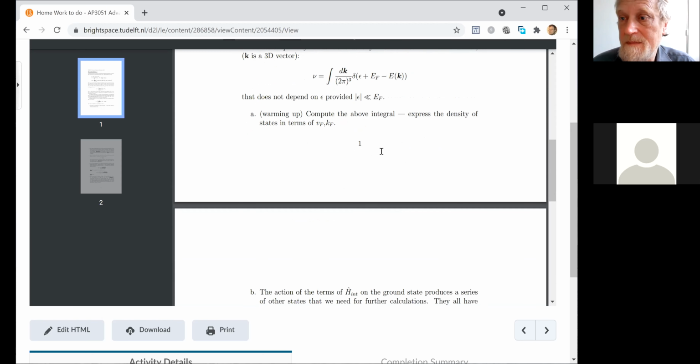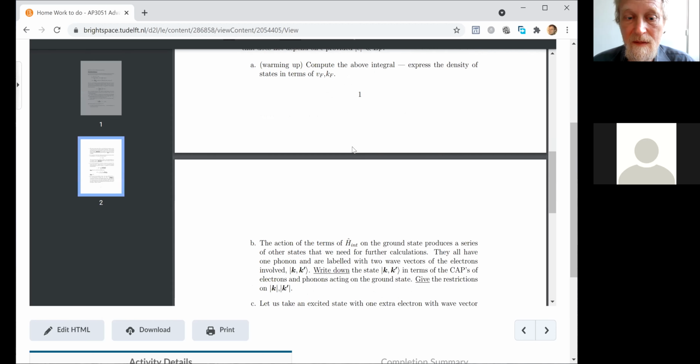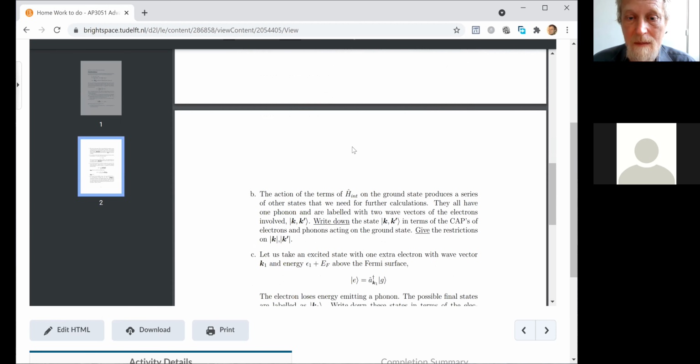So this is warming up. Point A. Anybody has questions about formulation of this point? Not about how to do this, that you will ask later, but just about formulation. No problems? Good. Then again, point B.